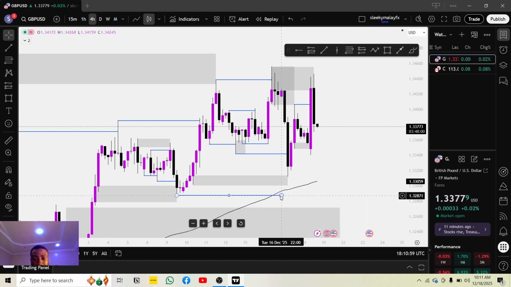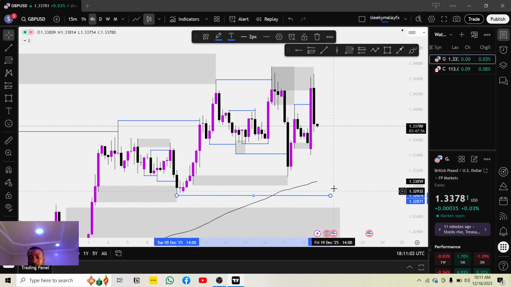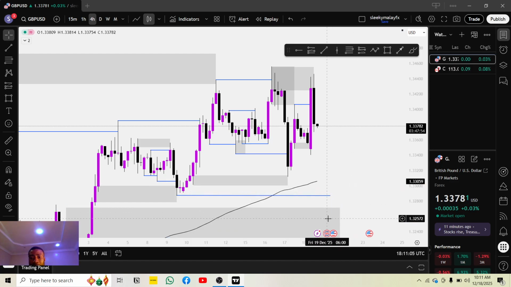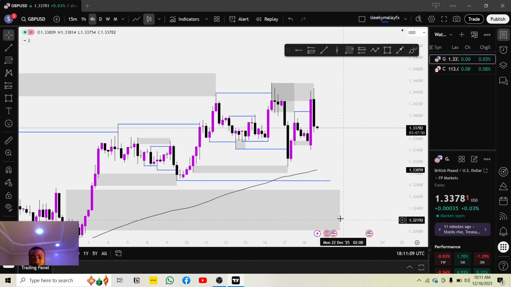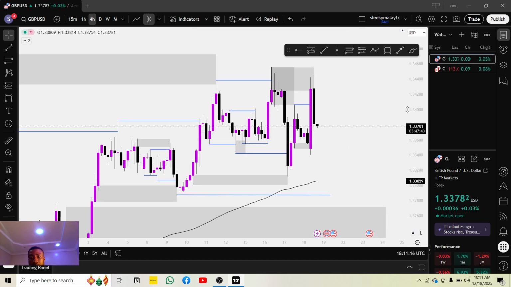So right now, this is our extreme level, extreme POI that price might come to on GBP USD. GBP USD extreme POI.